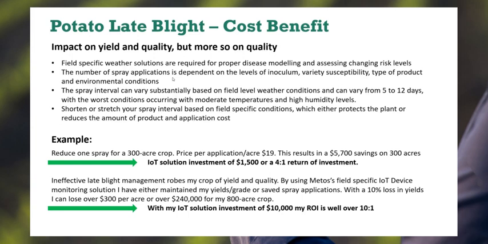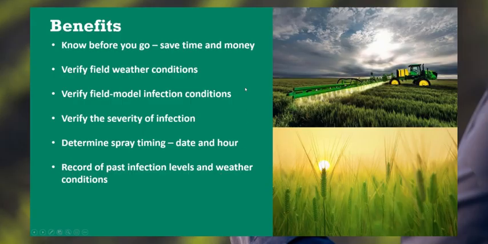In this case, I may have multiple devices in multiple fields. So my cost of my IoT device is $10,000, but my ROI in this case is still very good at 10 to 1. So, whether it's a small individual field or a large field or fields, there's still a very good return. And then, we're not looking at the secondary effect that this has in storage as well in terms of quality. So you really know before you go, you save time and money. It verifies the field weather conditions.